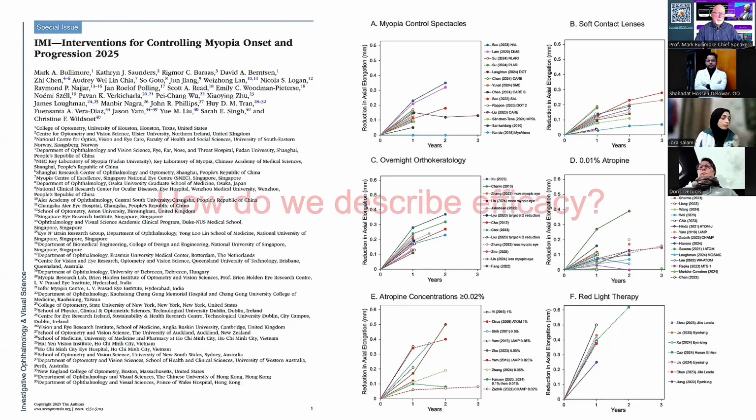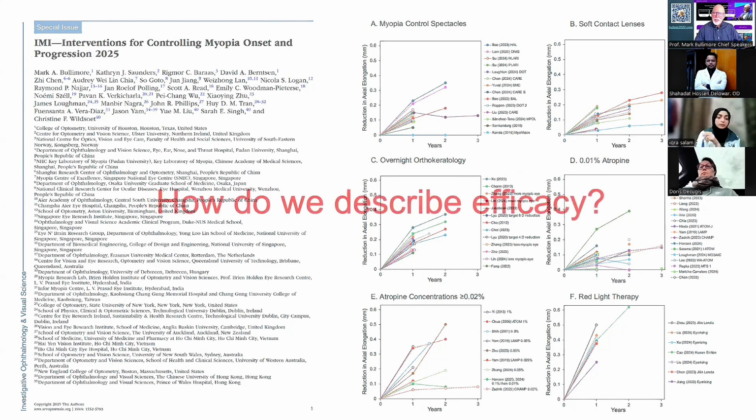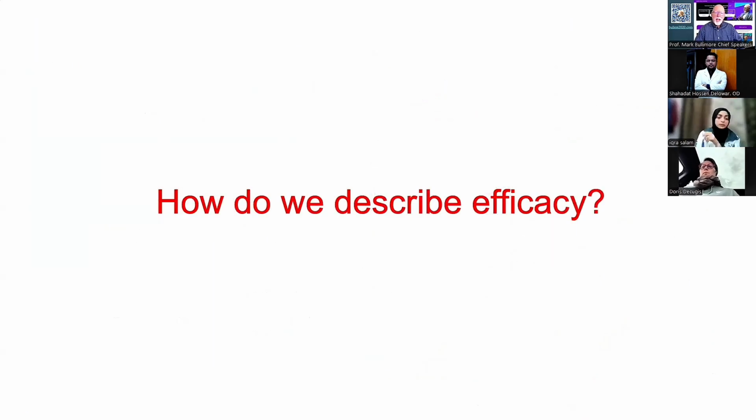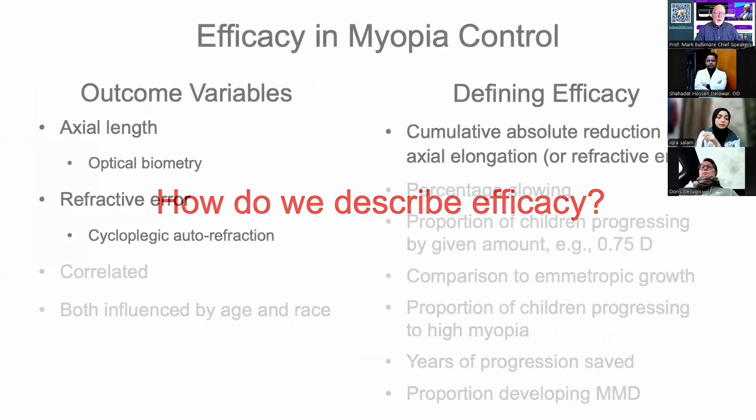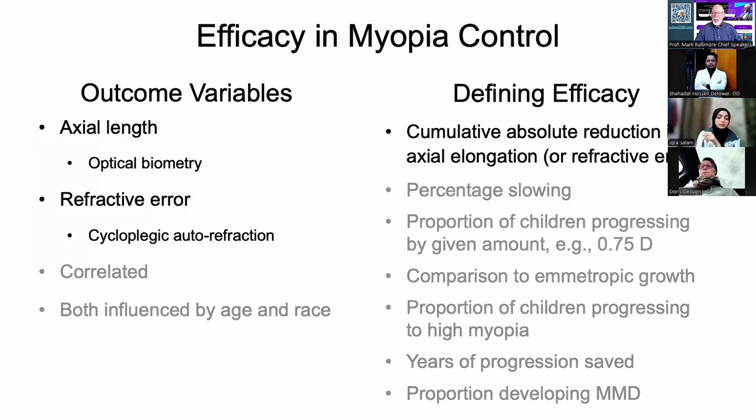So I showed you some graphs there, but let's get back to think about how we describe the efficacy of a myopia control intervention. Obviously, on the left, we can measure axial length, we can measure refractive error, and we would hope that they would be well correlated, but both are influenced by age and race of the patient. For axial length, we like to see optical biometry being used. We no longer use ultrasound in clinical trials. And for refractive error, the best measure we have is cycloplegic autorefraction.